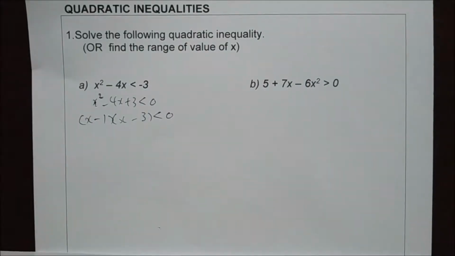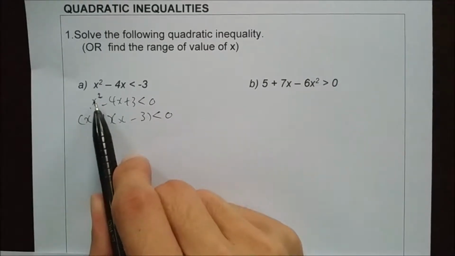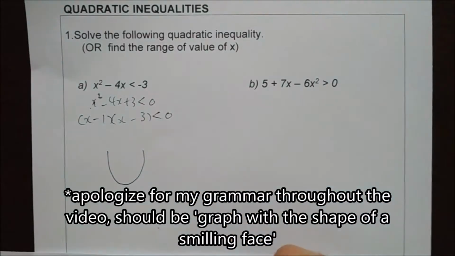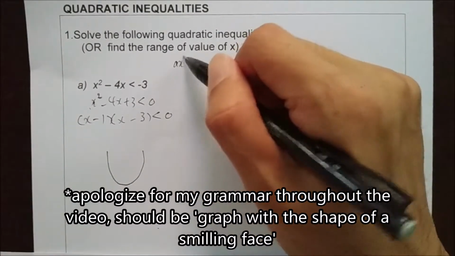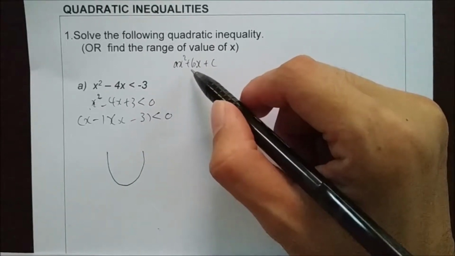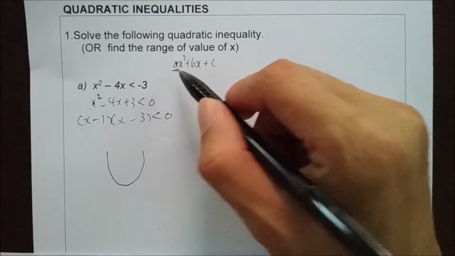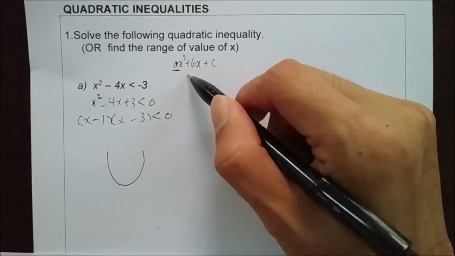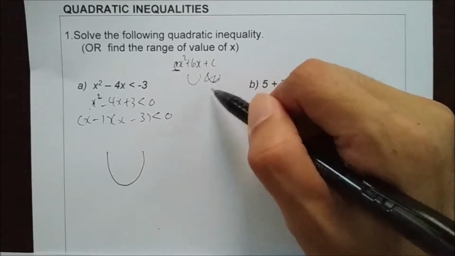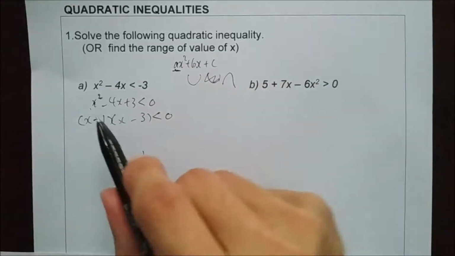After that, we need to sketch the graph. And here, since the coefficient of x squared is a positive number, this is a smiley face. For a quadratic function, ax squared plus bx plus c, when the quadratic function is in this general form, we look at this value a. If it is positive, it is a happy face. If the value a is negative, it will be a sad face. This will be the shape of the graph. Okay, so come back to this.